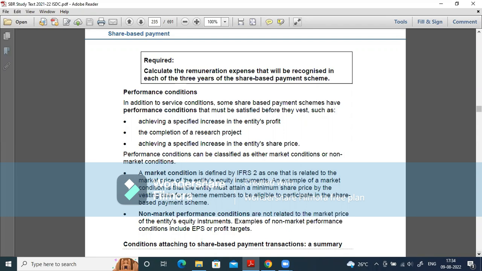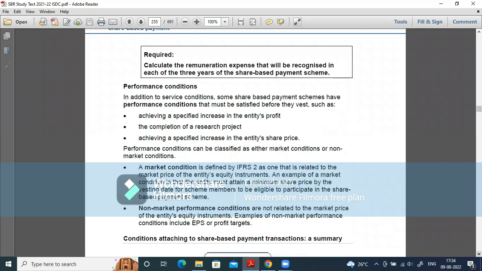So I hope the discussion is clear. Any queries up to that particular point? Before I go with the performance-based conditions, let me know if you have any query.